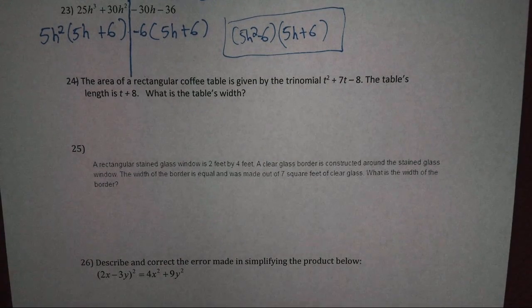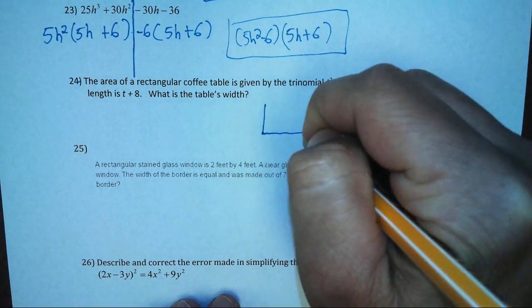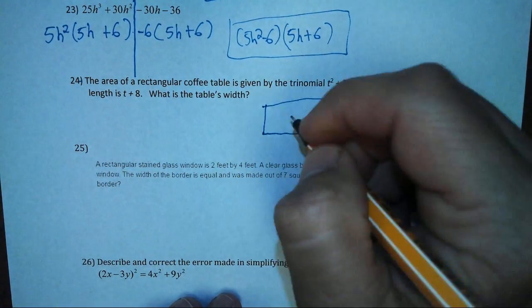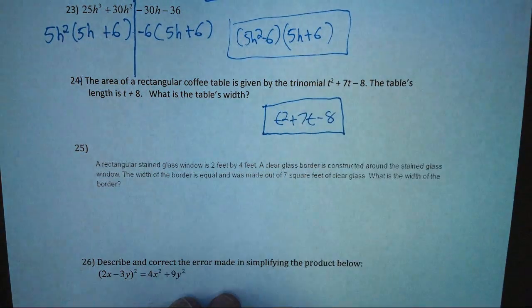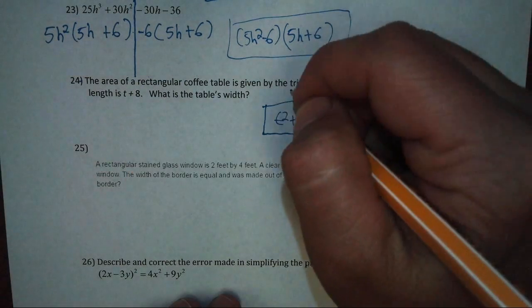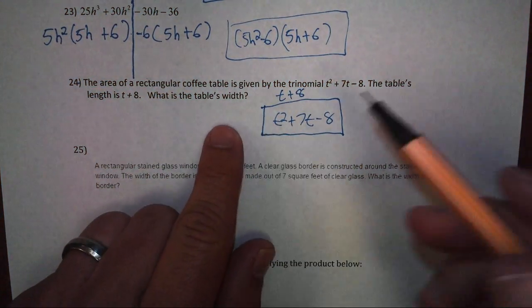The area of a rectangular coffee table is given by this. I'm going to draw this out. So we got a coffee table, and it says the area is t squared plus 7t minus 8. It says the length is t plus 8. They want us to find the table's width.